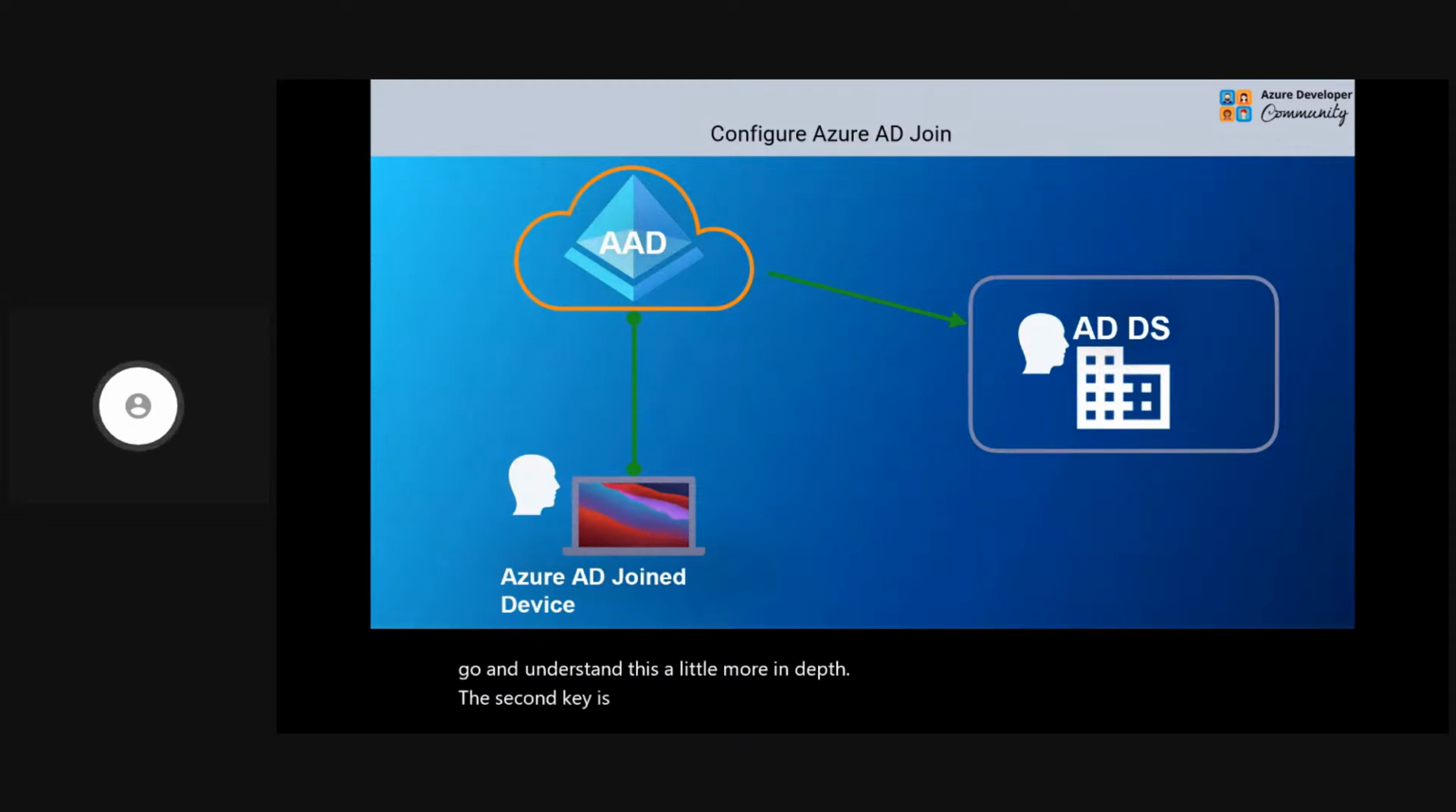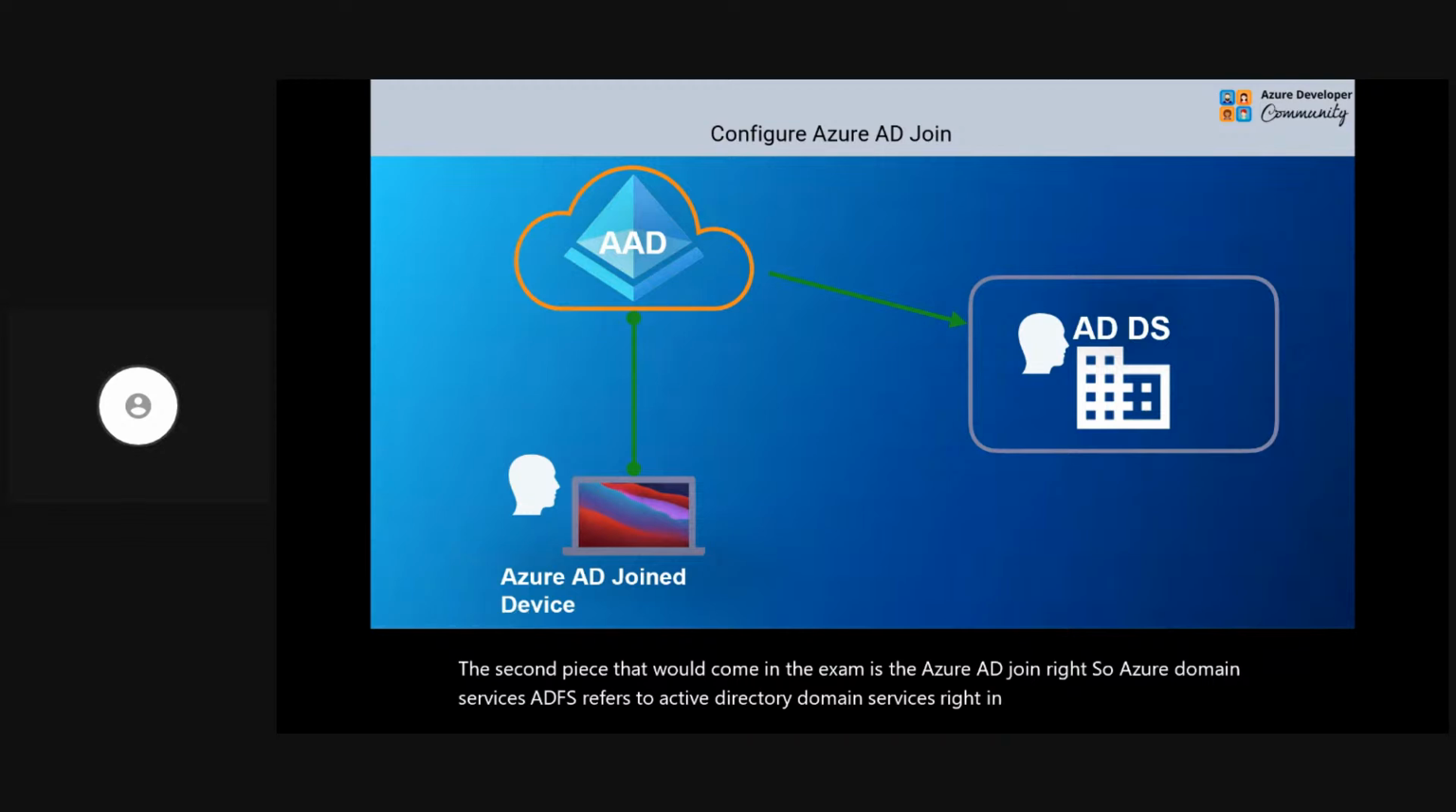The second piece that would come up in the exam is the Azure AD Join. ADDS refers to Active Directory Domain Services. In general, when enterprises or companies use Active Directory, they have existing applications on premise, or you may want to log into your company's laptop using a username and password. For that, we need something called Azure Domain Services, which can connect your offline application, or application that is hosted on premise within your office data center, with the Azure Active Directory on the cloud. So Active Directory Domain Services helps seamlessly connect the Azure AD with the on-premise Active Directory that sits in the office. There will be a lot of questions around this topic, so I highly recommend that you go and understand this in a bit more depth.